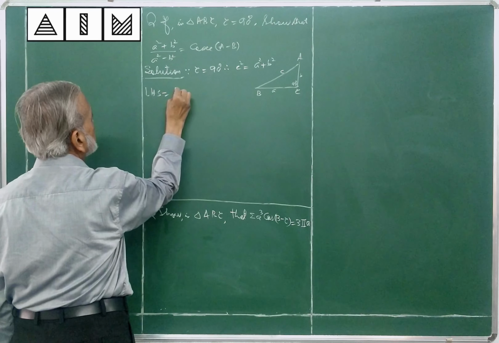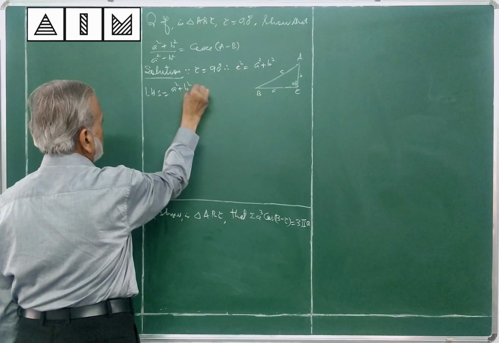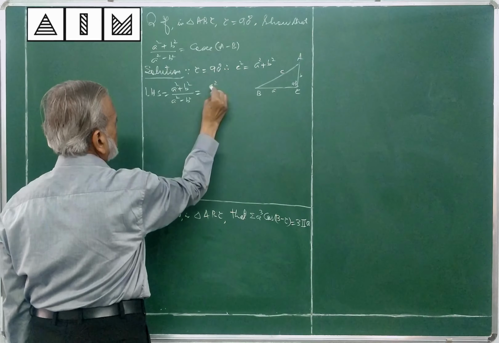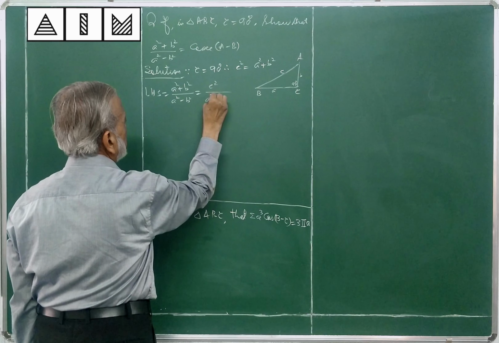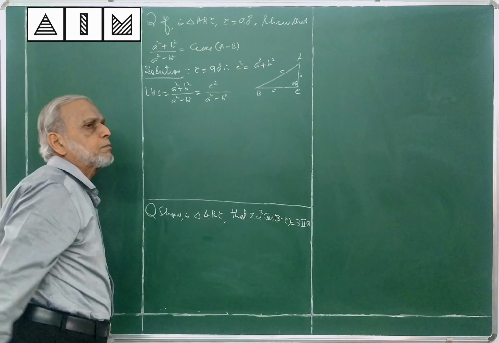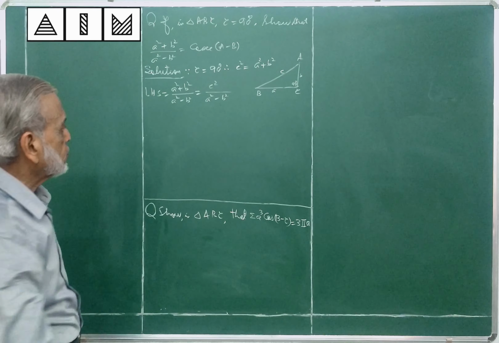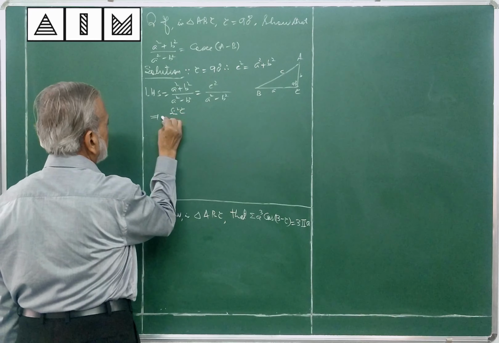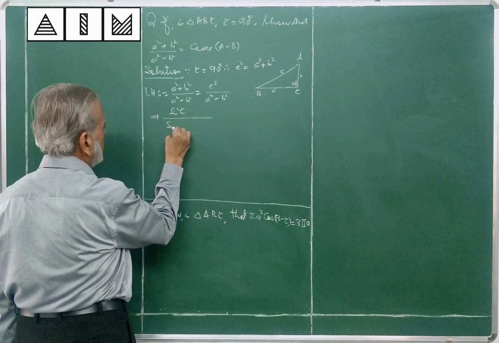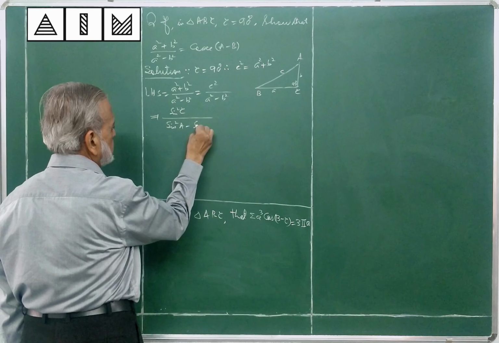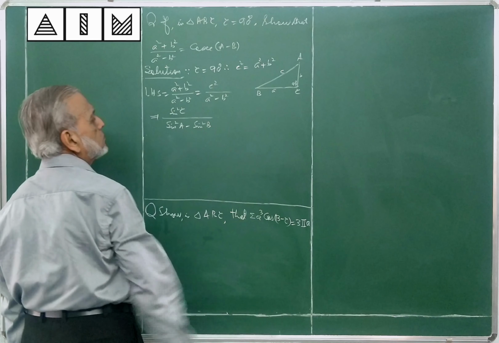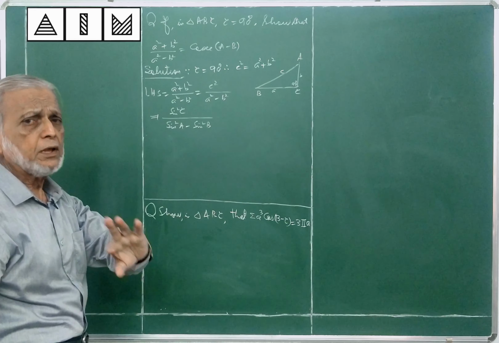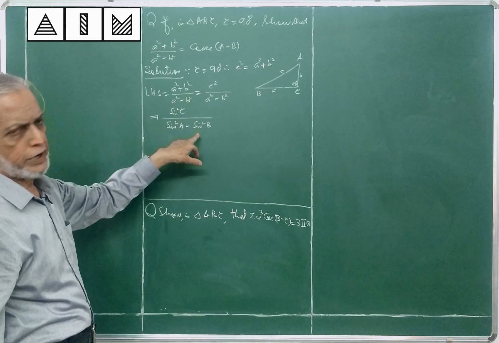Left hand side: (a² + b²)/(a² − b²). May I therefore write c²/(a² − b²). By proportionality of sines, watch carefully: sin² C / (sin² A − sin² B). This has been done several times. Otherwise, also remember proportionality of sines of triangle.